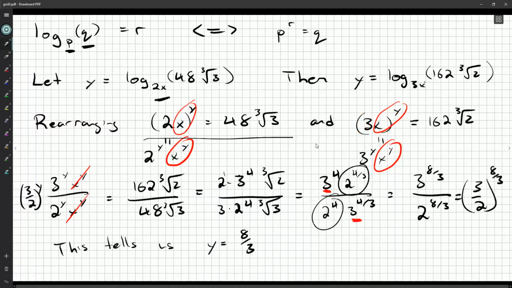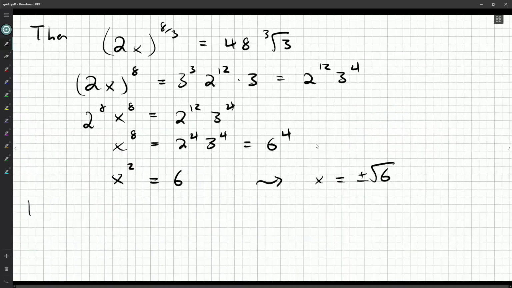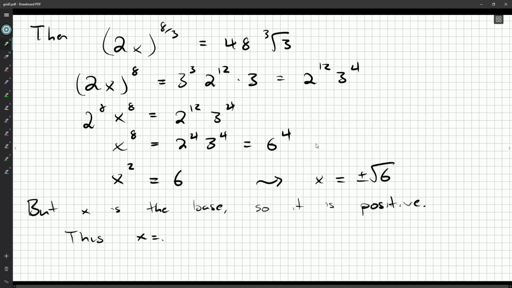And so if I took the negative square root of 6, I'd be looking at log base negative root 6, and that's not good. So we'll say, but x is the base, so it must be positive. Thus, or therefore, x equals root 6 is the only solution.